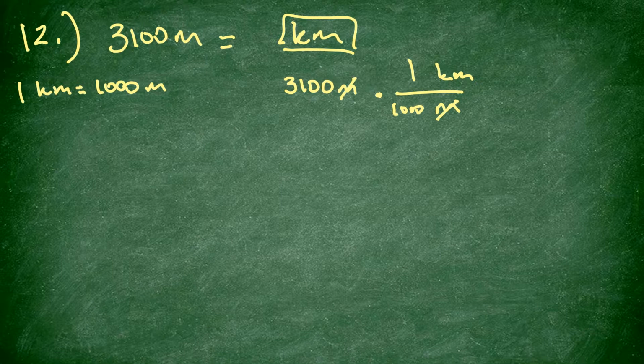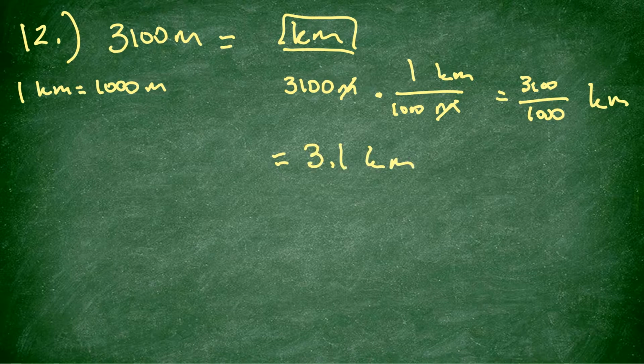Now the meters cancel, so I'm left with 3,100 over 1,000, and just left with kilometers. I do that in my calculator, 3,100 over 1,000. I end up with 3.1. So my best answer is 3.1 kilometers. And that's it.